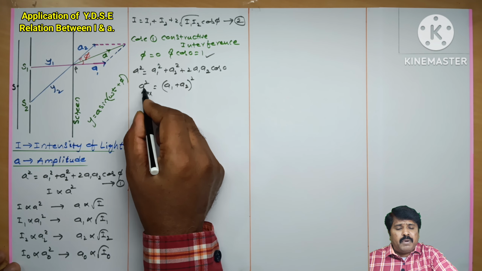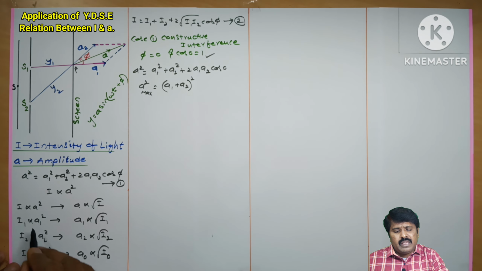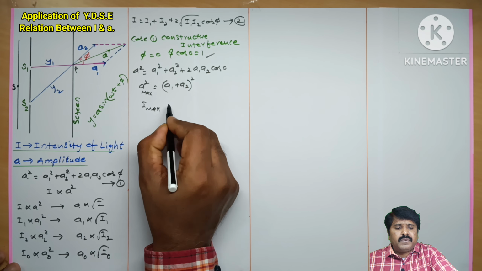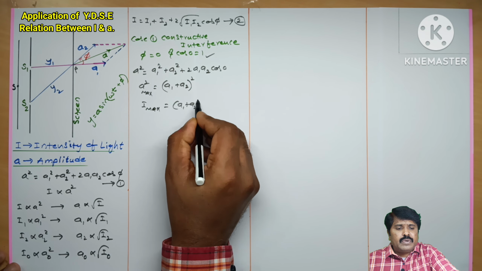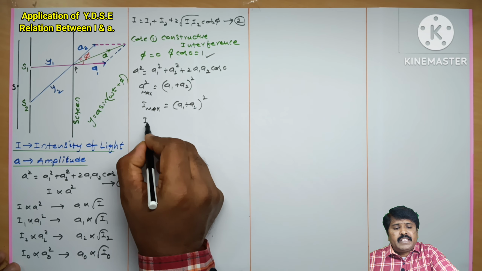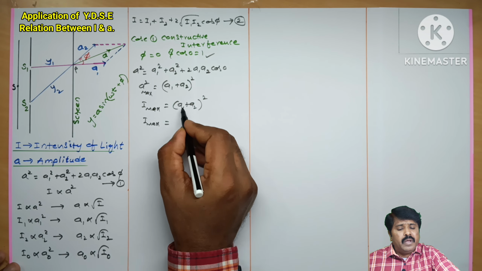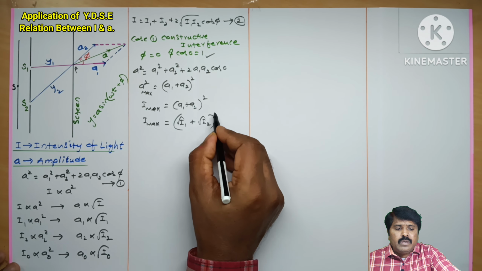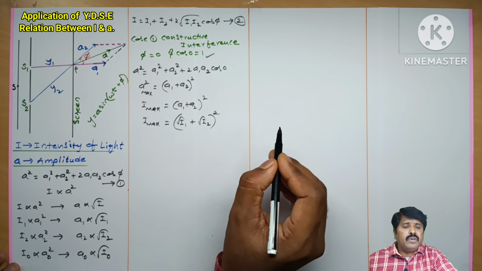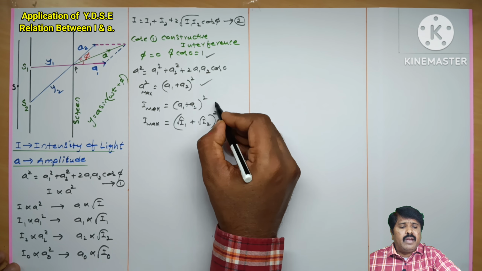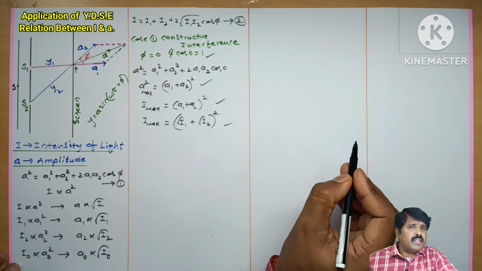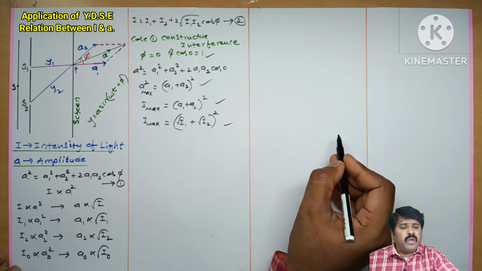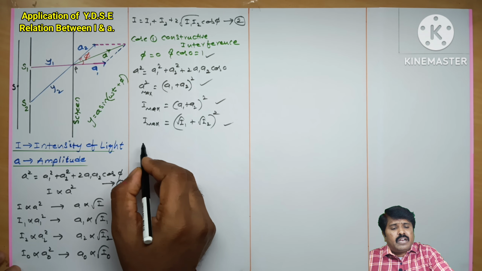See there, the amplitude and intensity relation: A square is directly proportional to the intensity, that's why the maximum intensity is equal to (A1 plus A2) whole square, and the maximum intensity is equal to (A1 is root I1 plus A2 is root I2) whole square. These are very useful equations for the intensity and amplitude relations, for the maximum intensity and also the maximum amplitude equation. In this we can replace the values under certain conditions.